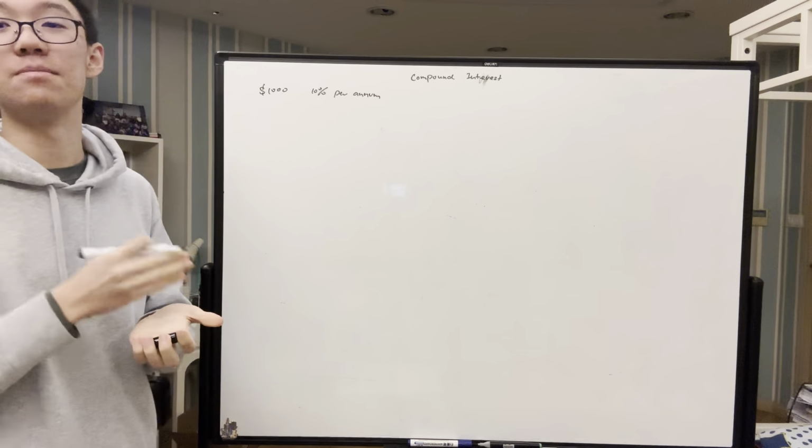year. If this were simple interest, after 1 year, you would get $1,100 because we have the original sum plus $100. After 2 years, we would have $1,200 because we would have the original sum plus 2 times $100, which equates to $1,200. After 3 years, you would have $1,300. And this would go on.